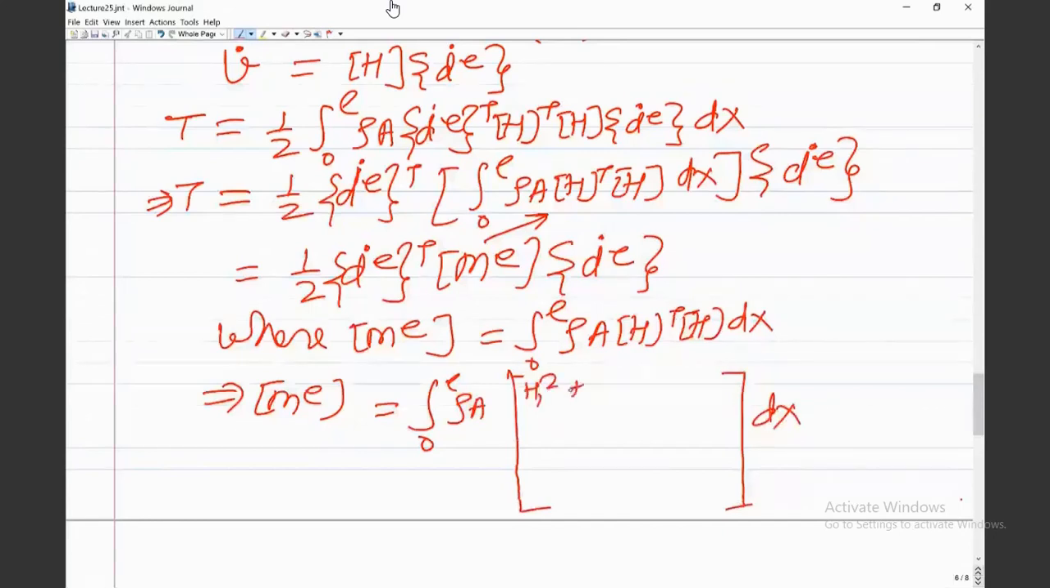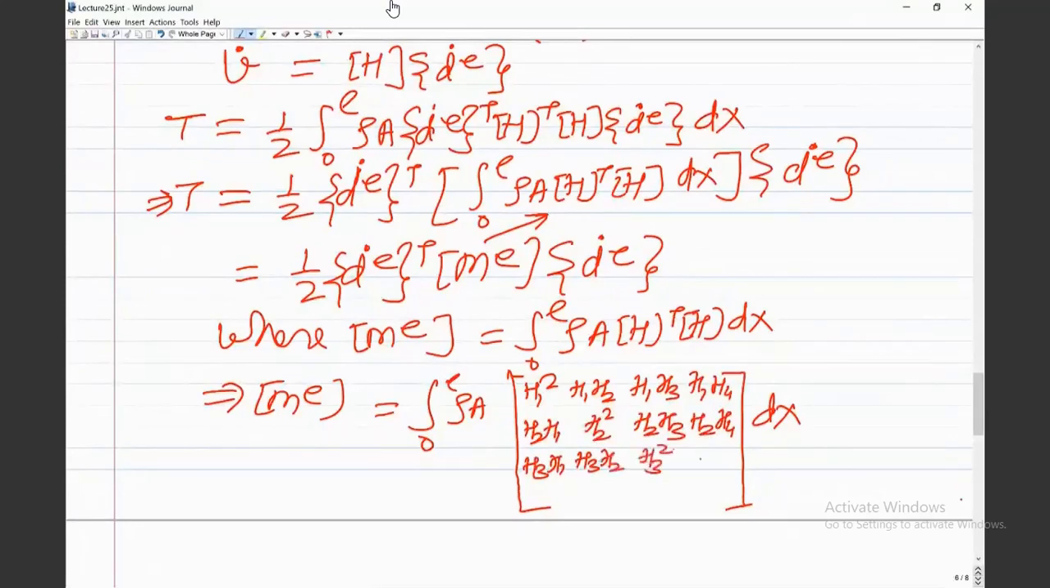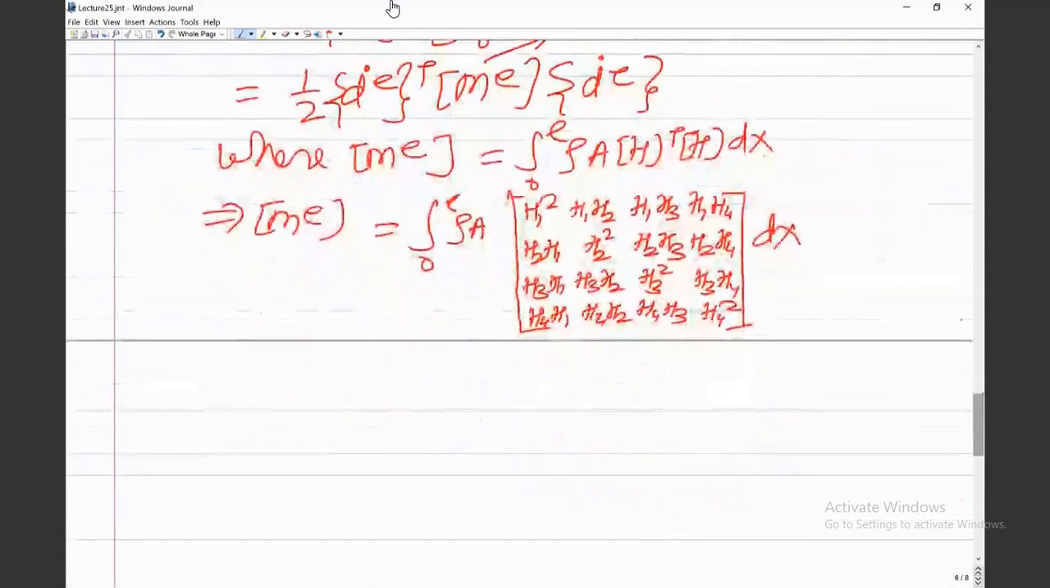So this would be h1 square, h1 into h2, h1 into h3, h1 into h4, then h2 into h1, h2 square, h2 into h3, h2 into h4, then you will have h3 into h1, h3 into h2, h3 square, h3 into h4, then you will have h4 into h1, h4 into h2, h4 into h3, and h4 square. So this is what you will get. And now the shape functions are already defined.